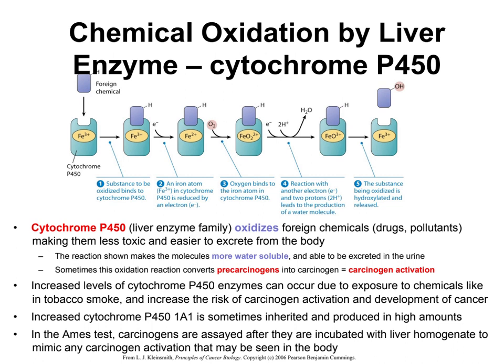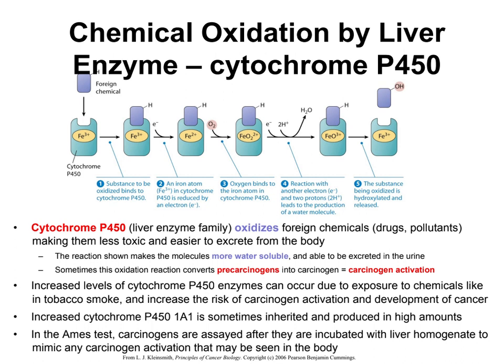So this reaction overall that is catalyzed by cytochrome P450 makes that chemical more water soluble, and thus it's able to be excreted in the urine. However, sometimes this reaction can convert a pre-carcinogen into a carcinogen and lead to carcinogen activation. So here is cytochrome P450, and it has the ability to bind to chemicals. Cytochrome P450 contains an iron inside of it, and this iron is reactive.